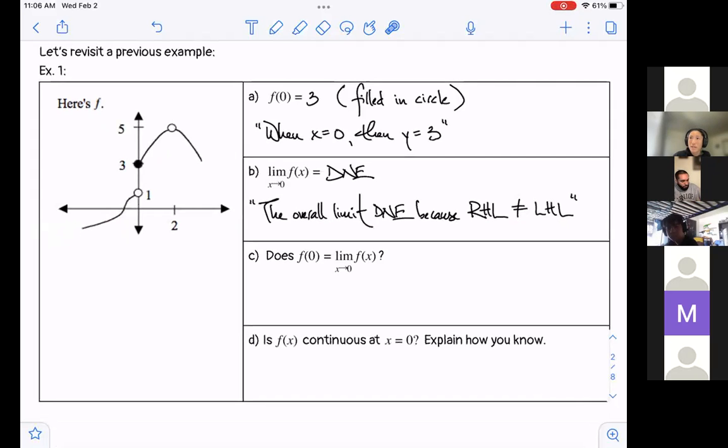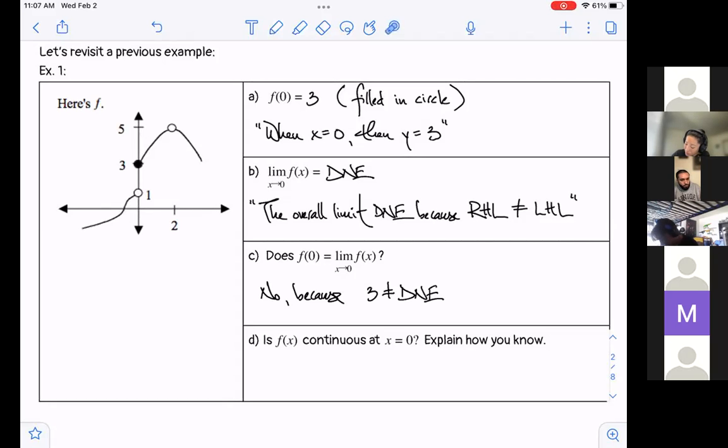All right, well, based on your answers from part A and B, what do we think about C? Does f of 0 equal the limit as we approach x equals 0? No, right? No, because the limit does not exist. Okay.